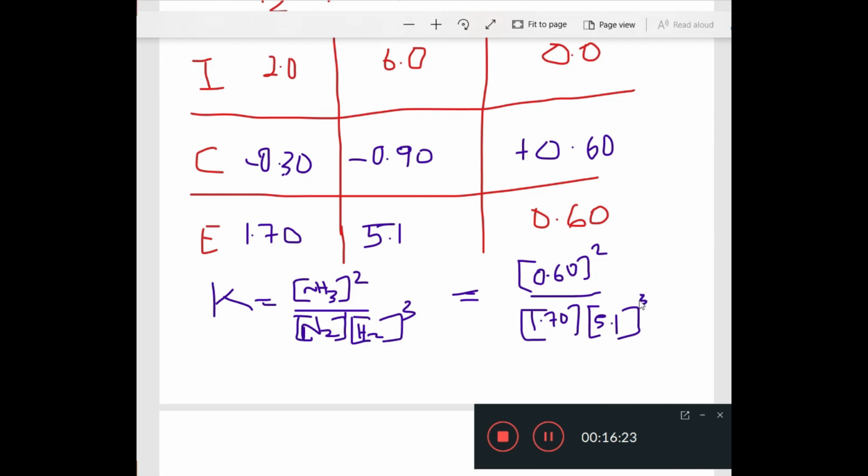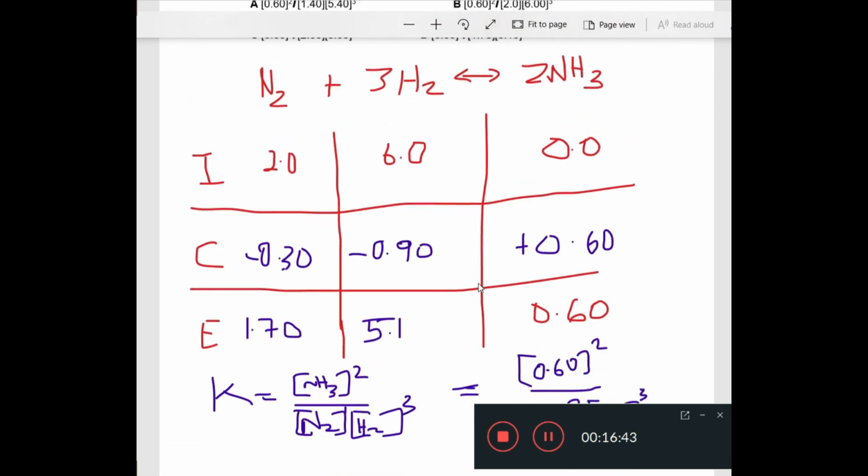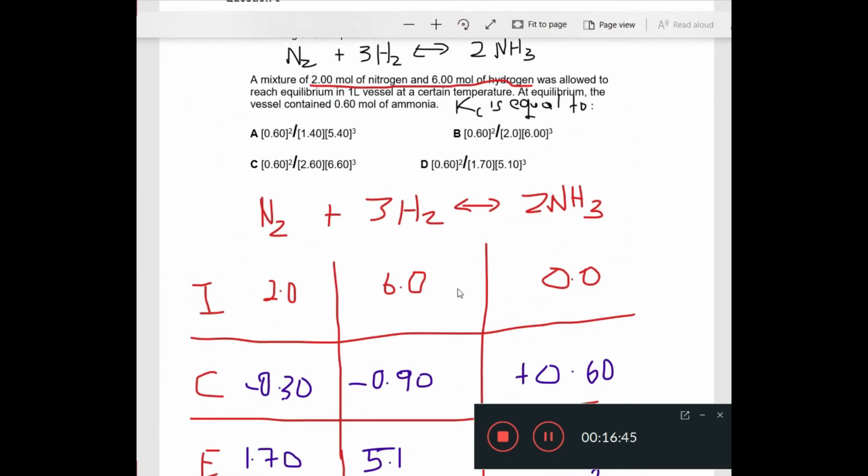hydrogen cubed. And this is not mole, it's actually mole per dm cubed, because the volume of the vessel is 1 dm cubed. So if you divide the mole by 1 dm cubed, you get the same value, but the units will now be in concentration units, mole per dm cubed. And so this is your answer, which corresponds to D.